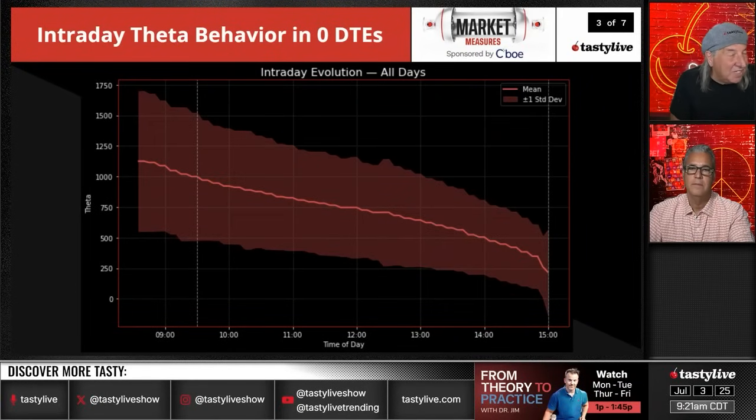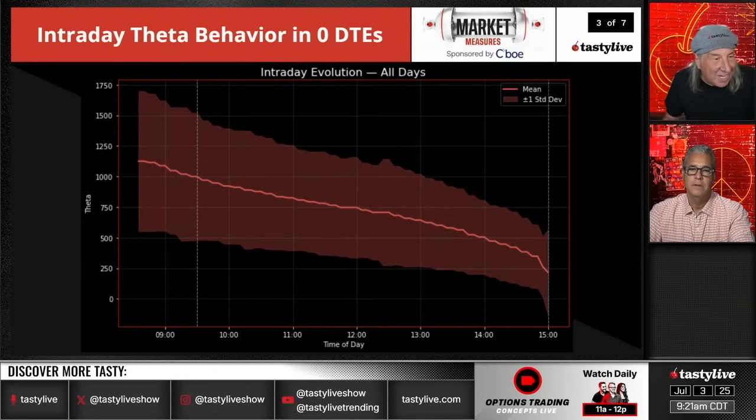And the line in the middle is the mean. And you can see that on all days, if you're at the money, it's about $1,100, and it goes down to the end of the day to close to zero, or just above zero. That gives you a picture of what it looks like on all days. But now we're going to go through each one of the cycles. So the first one is going to be when volatility is really low. Go to the next slide, Beth.